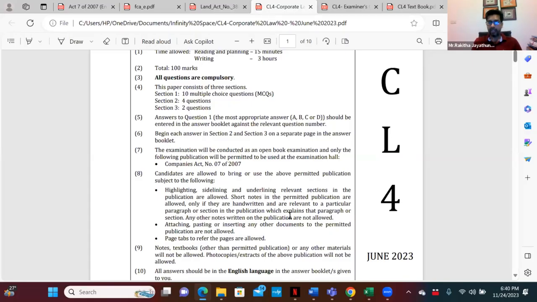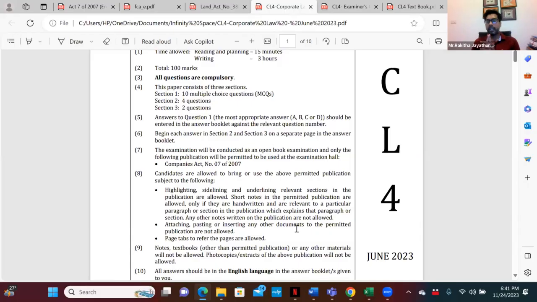Only if they are handwritten and are relevant to a particular paragraph or section in the publication which explains that paragraph or section. Any other notes written on the publication are not allowed. Attaching, pasting, or inserting any other document to the permitted publication are not allowed. Page tabs to refer to the pages are allowed. So you can tab your pages as well. So for you to get through this paper, you need only two important materials.